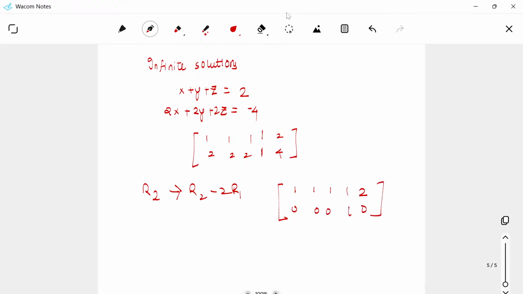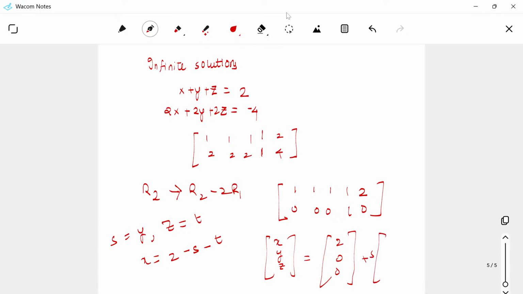The free variables, let us say y and z are free variables. x will be equal to 2 minus s minus t, if y we set it equal to s and z we set it equal to t. So in vector form this becomes (x, y, z) is equal to (2, 0, 0) plus s times (minus 1, 1, 0) plus t times (minus 1, 0, 1).